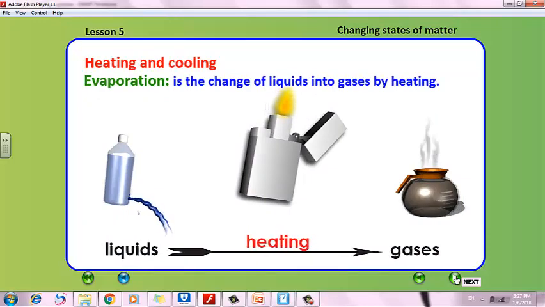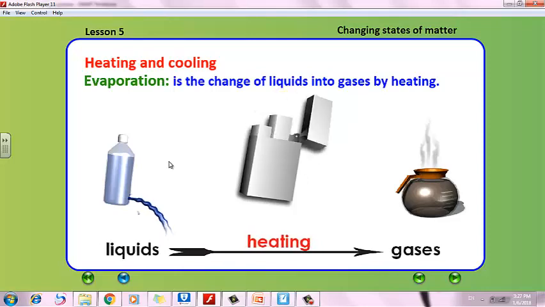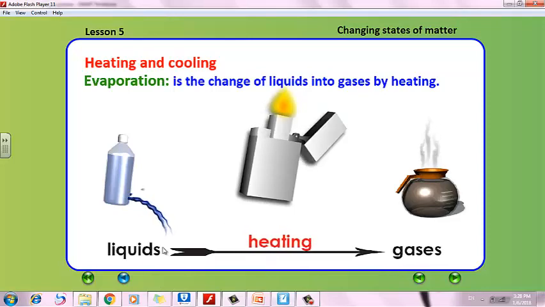Evaporation is the change of liquids into gases by heating. If I heat or boil liquid water and it turns into steam or gas or water vapor, this process is called evaporation. You notice this process many times in your life, when you cook something in the kitchen or on the stove and you see gas or water vapor coming out of the tray. In this process water turns into water vapor, gases, or steam, and this is called evaporation. Liquid to gas by heating is evaporation.